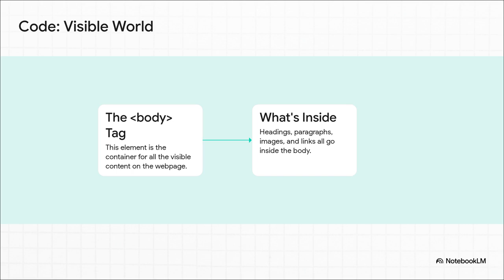So in total contrast to the head, the body tag is where the magic happens. This is the main stage. It's the container for every single thing you can see on the web page. Every heading, every paragraph, every image, it all lives right here.